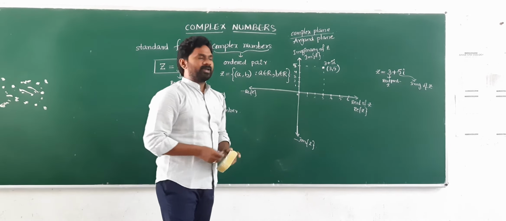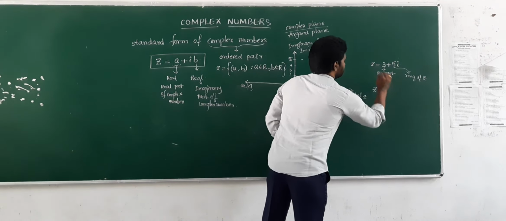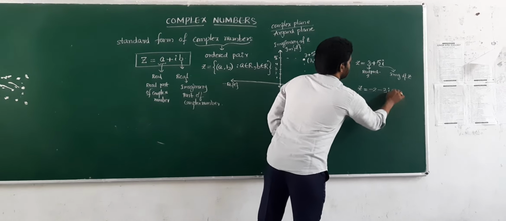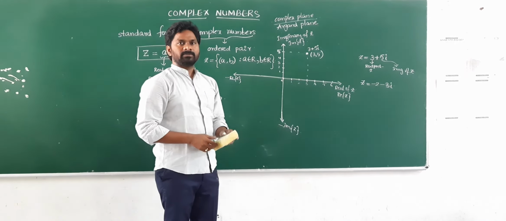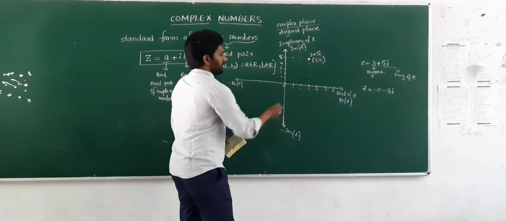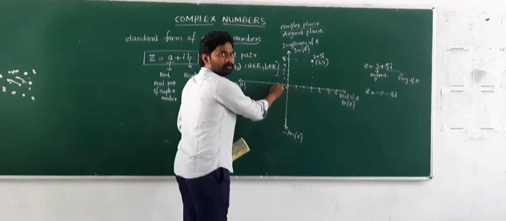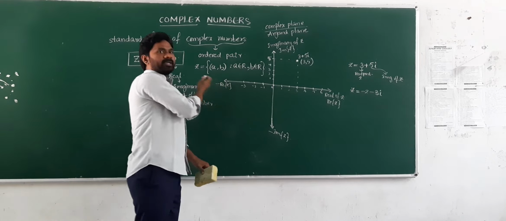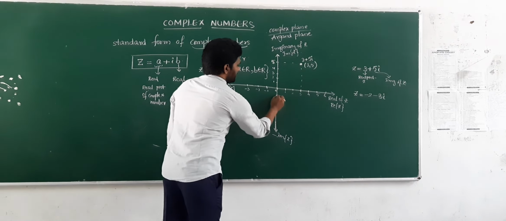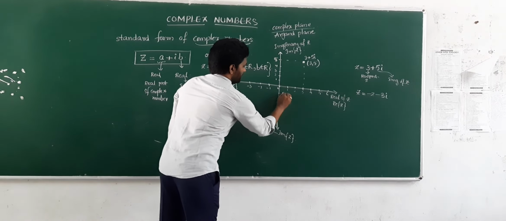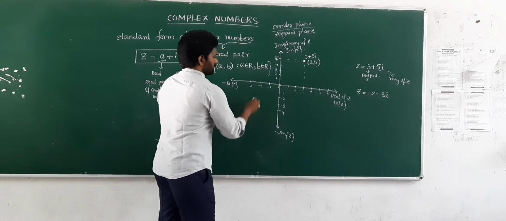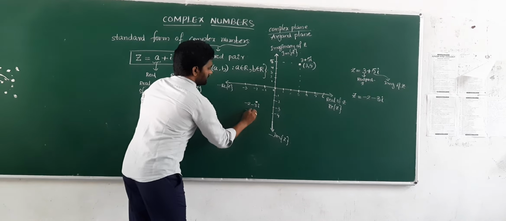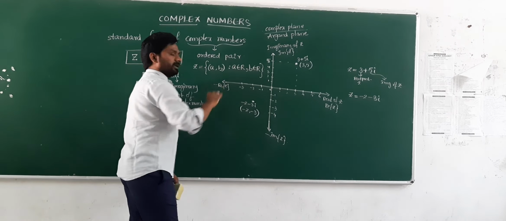For example, now represent the complex number -2 minus 3i in the Argand plane. On the negative real axis we take -1, -2, -3, -4, and on the negative imaginary axis likewise. Then -2 minus 3i is represented in the Argand plane as the point -2 comma -3.